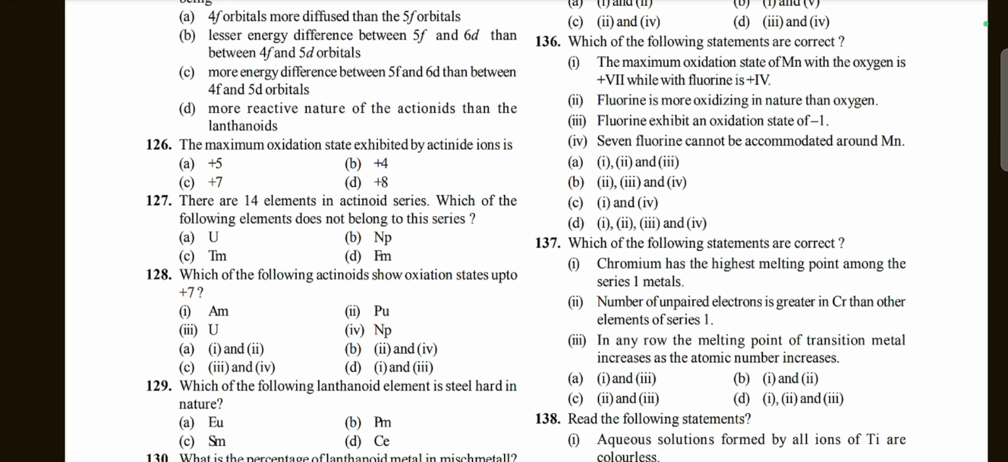Which of the following statements are correct? Chromium has the highest melting point among the series 1 metals. Yes, true. In any row of melting points of transition metals, rise to a maximum at d5, except for anomalous values of Mn and Tc, and falls regularly as the atomic number increases. So, number of unpaired electrons is greater in Cr than other elements of series 1. Yes, true. It has maximum unpaired electrons, which is 5. In any row, the melting point of transition metal increases as the atomic number increases. No, false. It first increases and then decreases. So, 1 and 2 are correct. Option B will be correct.